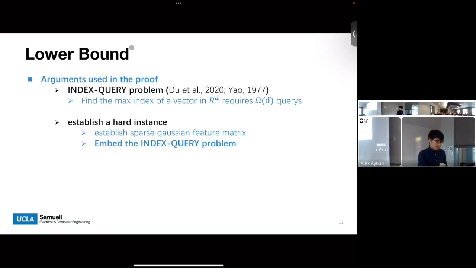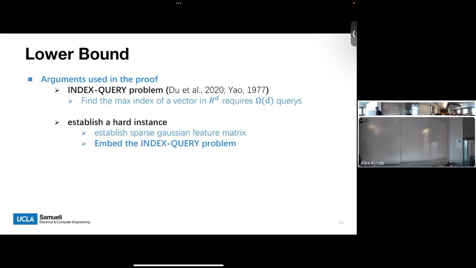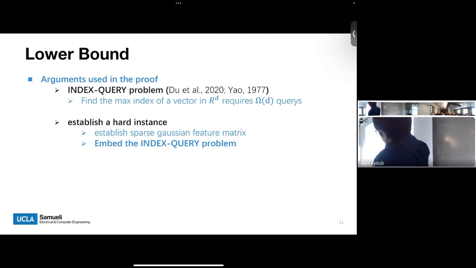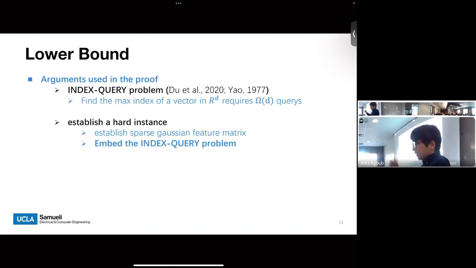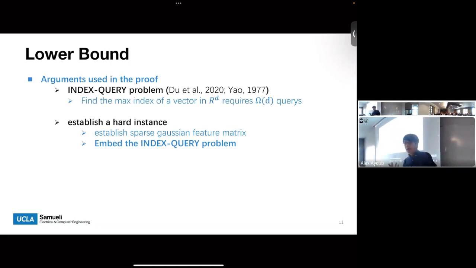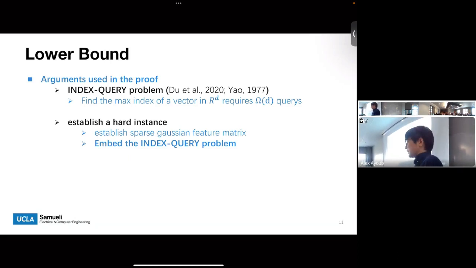The proof of the lower bound, I will just briefly mention, is not super difficult. It's basically by reduction, close to the original paper, from the so-called index query problem. If I give you an n-dimensional vector and I want you to find the maximum value in that vector, how many queries do you need? The number of queries is omega of the dimension. Basically, the best you can do is check nearly all the coordinates, because otherwise you cannot find the maximum value. So here we basically embed the index query problem into a set of features, so that these features give you a sparse linear approximation problem.